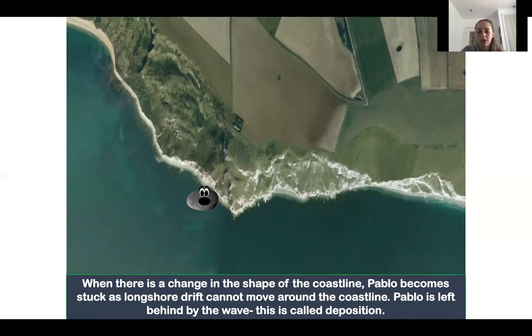So there's been a change in the shape of the coast. You can see here that it's changed shape. So Pablo's stuck here. He might have come all the way down this coastline, zigzagging through longshore drift. And now the coastline's changed shape. So Pablo's stuck here as longshore drift cannot carry him around this changing shape of the coastline.